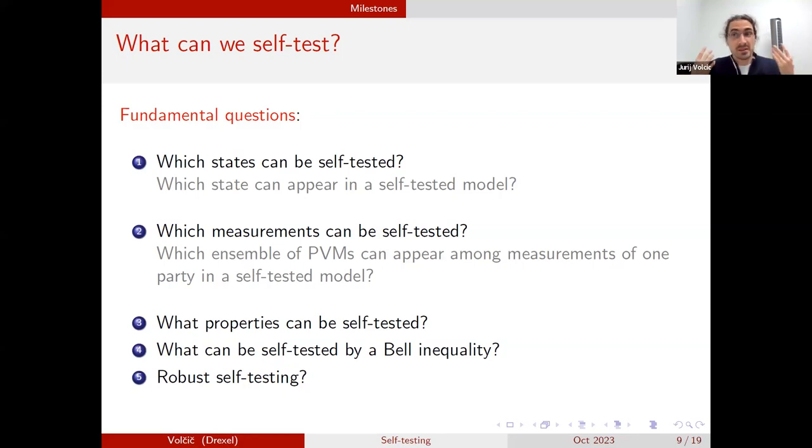The last thing that I'm also not going to talk about is robust self-testing. All this self-testing looks really great on paper. For a mathematician, it's exciting. But in practice, if you're collecting statistics, you're never getting exact numbers, depending on the size of the sample, nothing's completely exact. So ideally you want some robust self-testing. If your correlation is almost the same, then the models should be almost the same. But again, these are things that I'm not going to cover.